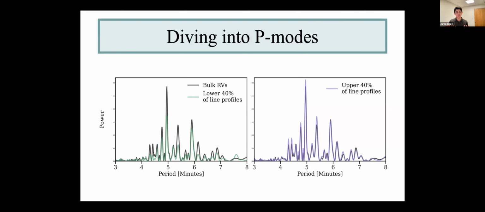Because again, what we're doing here is when we go from the upper 40% of the line profiles, which is deeper in the atmosphere on average, to the lower 40%, which is going to be higher in the atmosphere, we're now mapping out the P-mode period distribution as a function of depth inside of the stellar atmosphere.